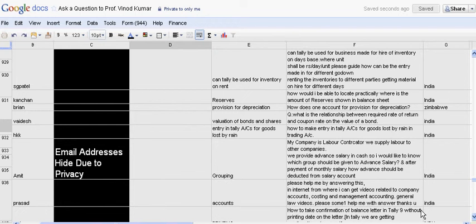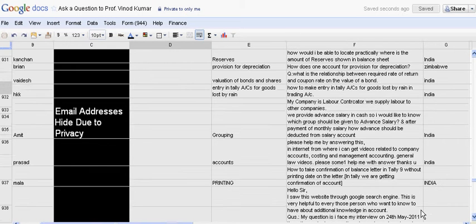We provide advance salary. You need not any account, just use a shift voucher for this. Tally will automatically adjust this.